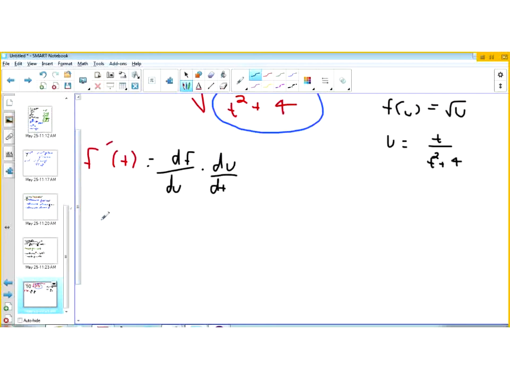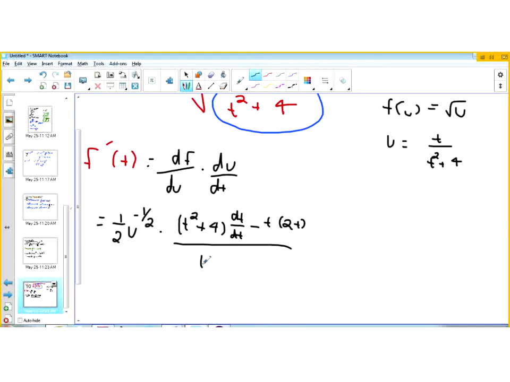The derivative of f with respect to u is nothing more than 1/2 the derivative of the square root function, so 1/2 u to the minus 1/2. Then the derivative of u with respect to t, we have to use the quotient rule for differentiation. That would be the bottom function times the derivative with respect to t of the top, dt over dt, minus the top function times the derivative with respect to t of the bottom, all over the bottom squared.